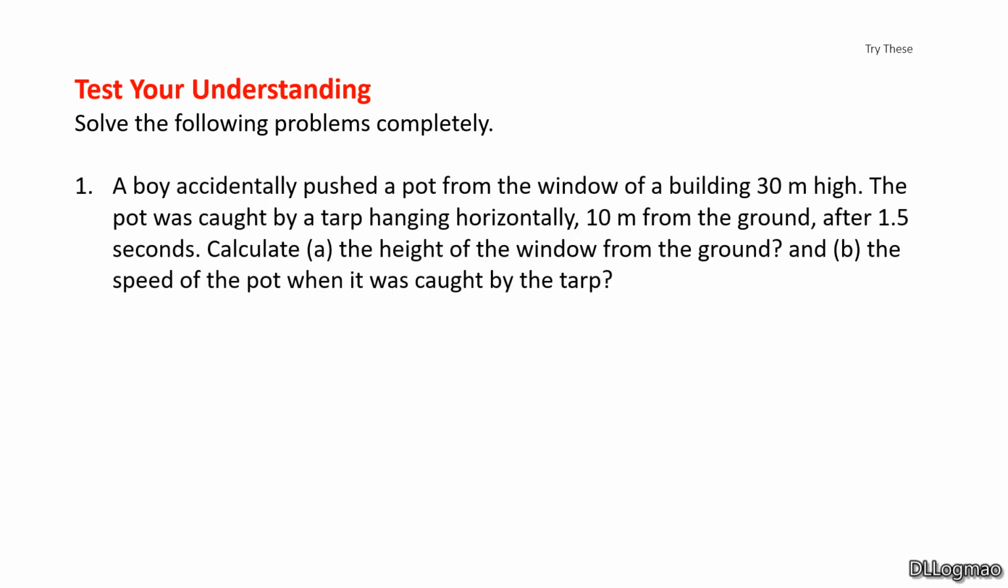The first problem is, a boy accidentally pushed a pot from the window of a building 30 meters high. The pot was caught by a tarp hanging horizontally 10 meters from the ground after 1.5 seconds. Calculate A, the height of the window from the ground, and B, the speed of the pot when it was caught by the tarp.